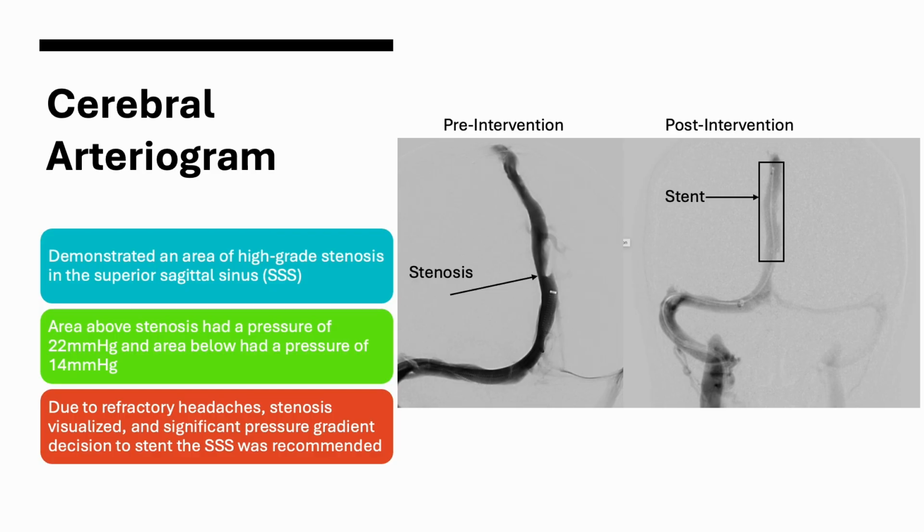Prior to stenting, our imaging and pressure measurements clearly demonstrated the abnormal pressure gradient across the stenosis segment in the superior sagittal sinus. After the stent placement, there was a notable improvement in pressure dynamics, which correlates clinically with symptom relief. In essence, the stent served to restore normal venous outflow, thereby reducing the intracranial pressure and alleviating the patient's debilitating headaches. This visual comparison underscores the efficacy of this approach in selected patients.